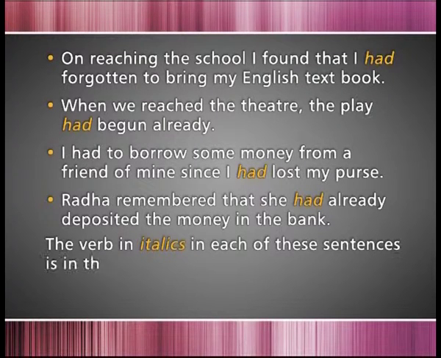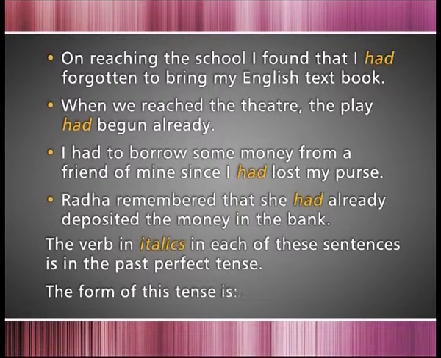The verb in italics in each of these sentences is in the past perfect tense. The form of this tense is had plus past participle. In each of these sentences, there are two actions or events both taking place in the past, but one taking place earlier than the other. The two are in some way related to each other. That is, the earlier action or event has some link with the later action. The earlier action or event in such cases is expressed in the past perfect tense and the later action in simple past. For instance, in the first sentence, I had forgotten is the earlier action. On reaching the school I found is the later action.